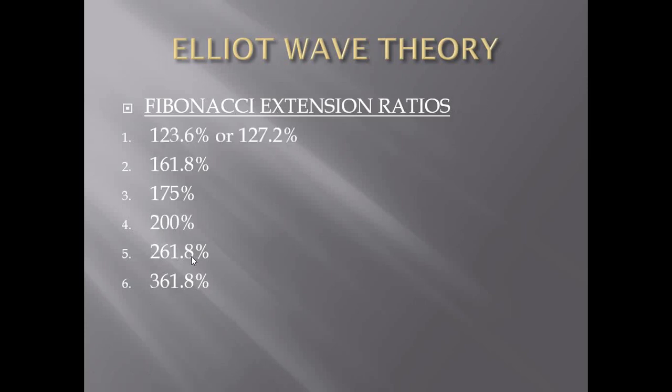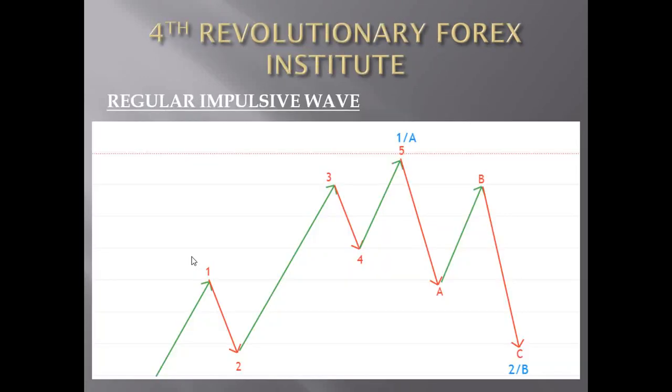Now let's move to the extension levels. The extension levels are the extension of the extraordinary waves. I will show you what I mean. We use the extension levels to find the level of the extraordinary waves. You remember that we have 3 extraordinary waves: wave 1, wave 3, and wave 5. The Fibonacci extension ratios are used to find wave 3 and wave 5. We do not use the Fibonacci extensions to find the level of wave 1. We only use the Fibonacci extensions to find wave 3 and then wave 5.